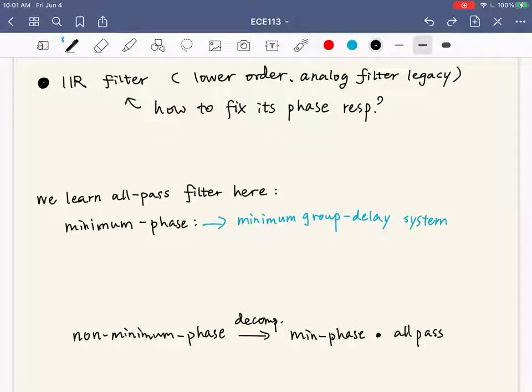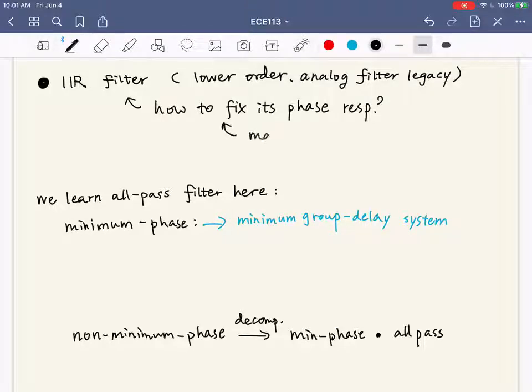Another advantage is it has analog filter legacy. So unlike FIR, where you need to do a lot of trial and error, IIR has analog filter legacy, so you can make use of its explicit expressions to accurately get the parameters you want. Okay, so I'll talk about it later. But one problem is that an IIR filter, if it is causal and stable, cannot have linear phase, right? This is a big problem. So how to fix its phase response?